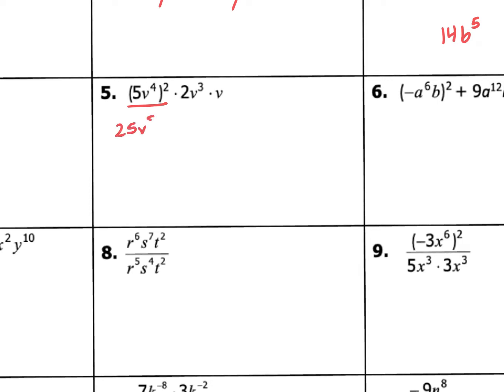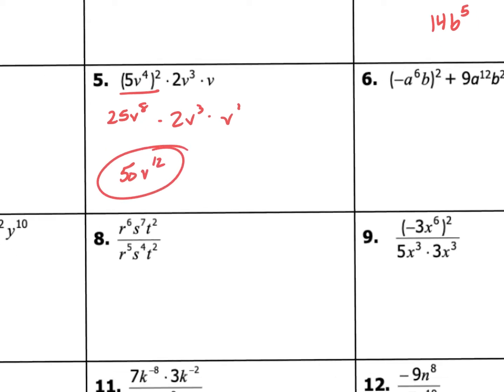Okay. Number 5, power rule first. That's 25v to the 8th times 2v to the 3rd times v to the 1st. 25 times 2 is 50. And then add up all your exponents. So v to the 8th plus 3 plus 1 is v to the 12th.